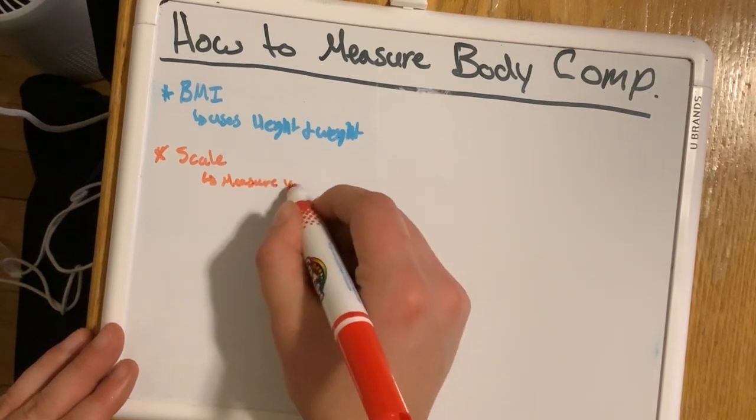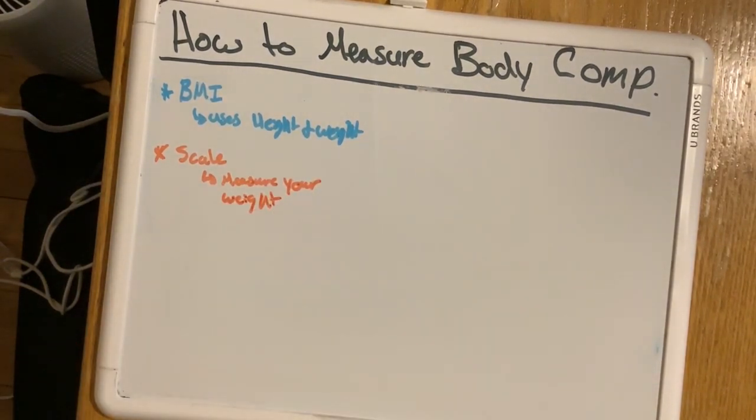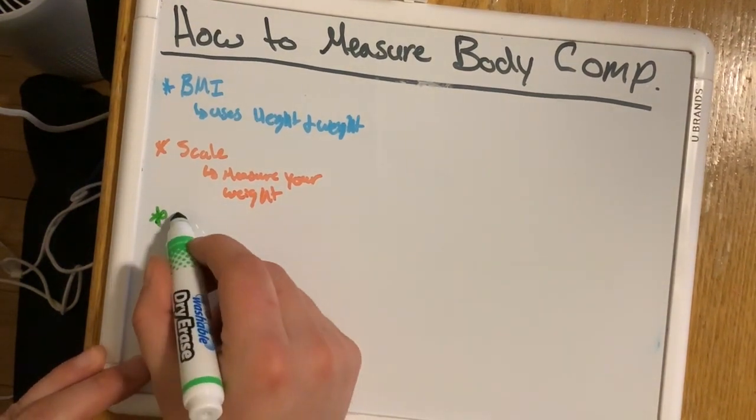Scale, kind of already referred to that. Scale, you just measure your weight. That's just stepping on and seeing how much you weigh. That only has one variable, so you aren't really getting a lot of information, but it is a good way to kind of set goals and progress monitor that way as well.